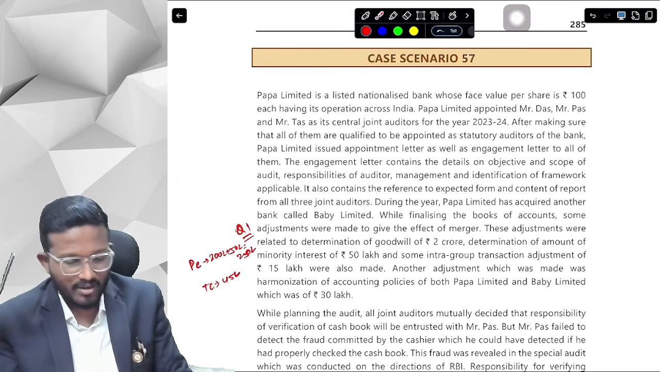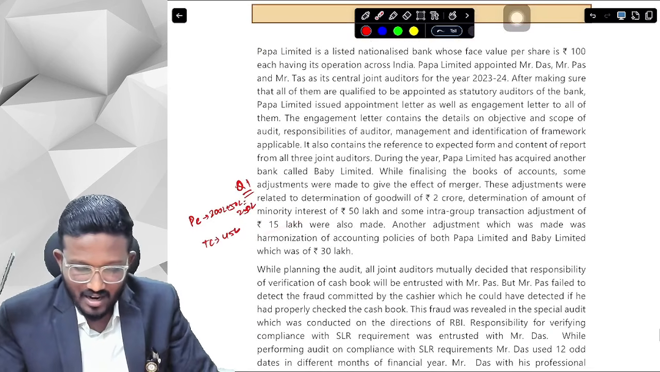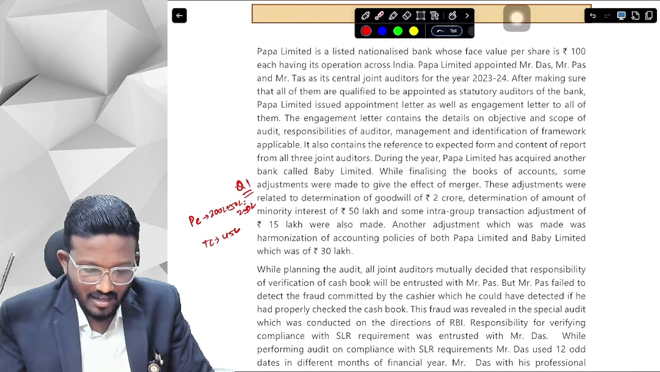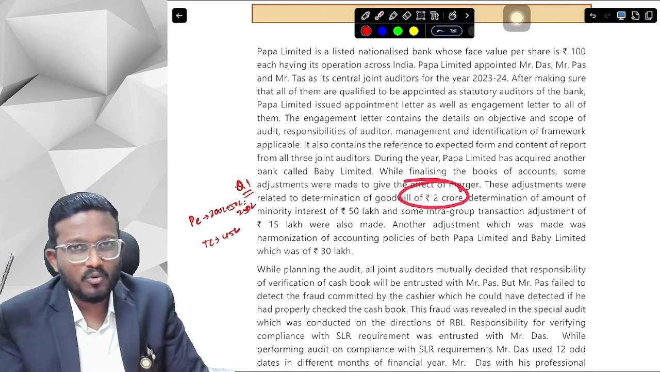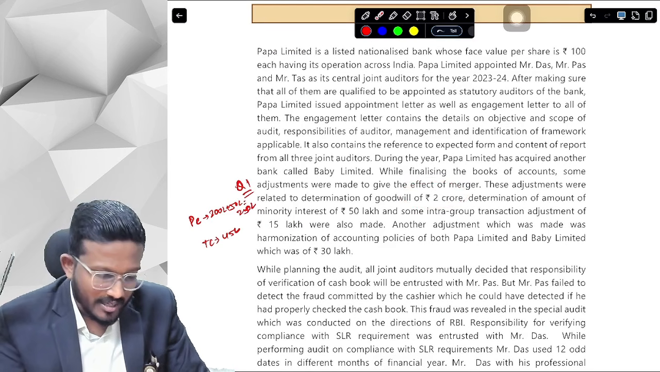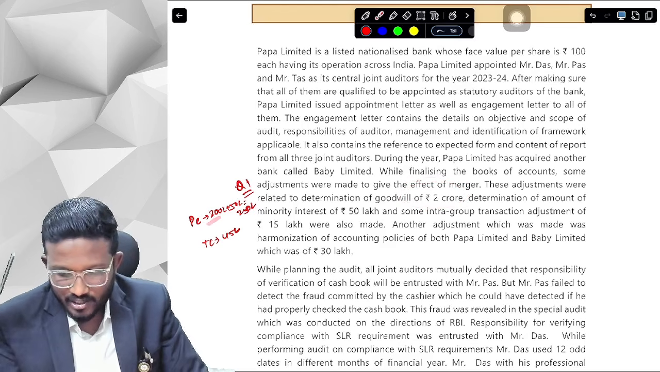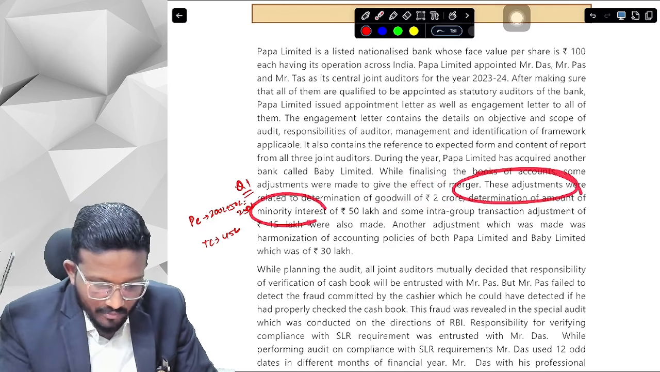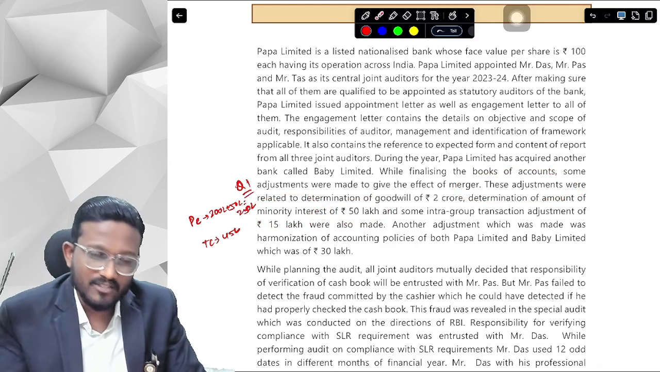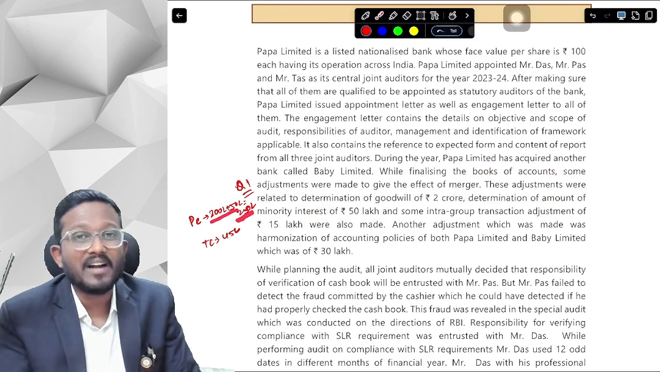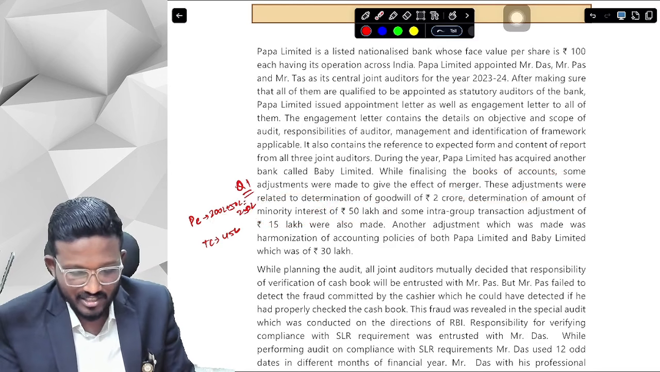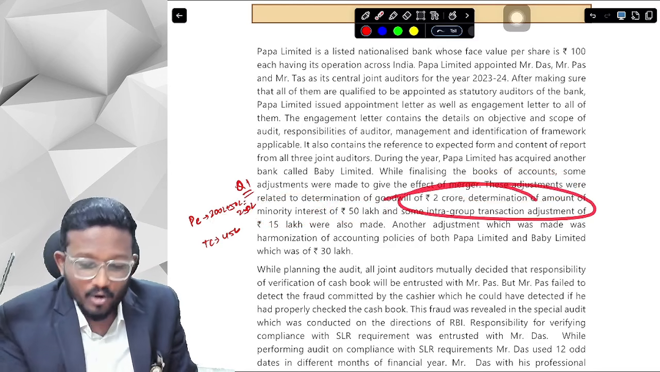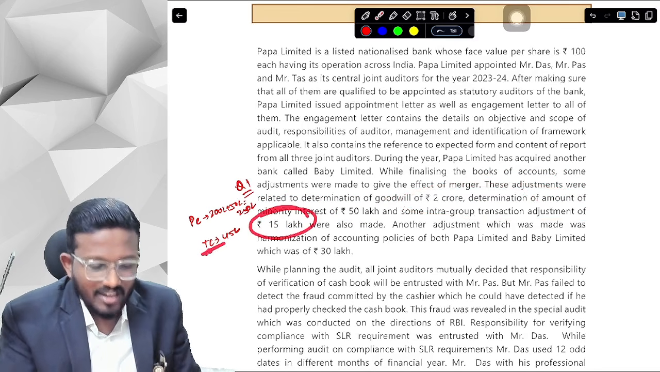Let's do case scenario number 57. What it is trying to say, sir, is that we have determined goodwill of 2 crore. Now 2 crore is a permanent consolidation adjustment. Then we have determined the amount of minority interest of 50 lakh rupees. 50 lakh is also permanent, so 250 lakh is your permanent consolidation adjustment. Second, there is an intra-group transaction adjustment of 15 lakh. This is your temporary adjustment.